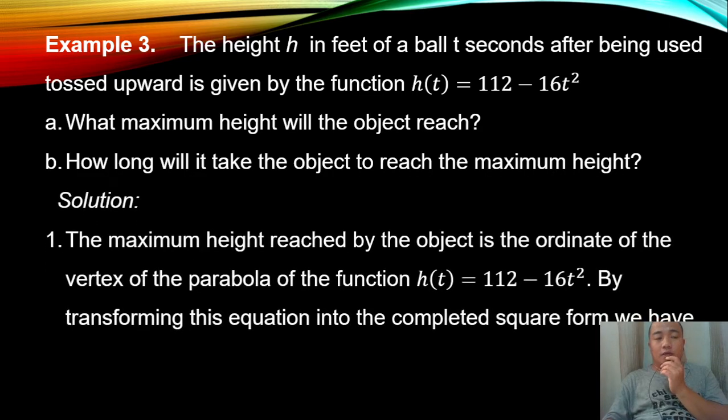So, solution for letter A. The maximum height reached by the object is the ordinate of the vertex of the parabola of the function h of t equals 112 minus 16t squared. By transforming this equation to completed square form, the maximum height is the ordinate, which is k. So we transform it to the vertex form, and k will be the maximum height reached by the object.